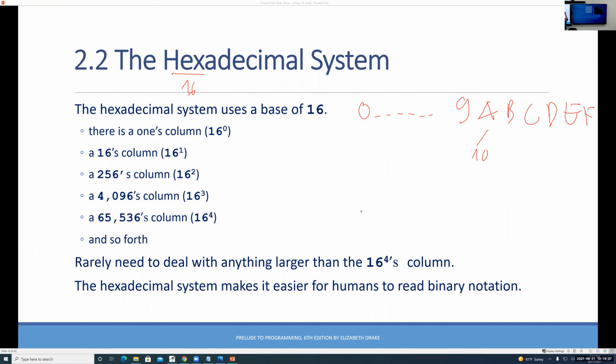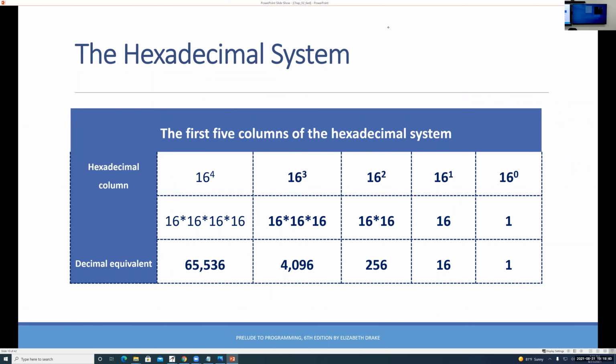A means you have 10, B is 11, C is 12, D is 13, E is 14, and F is 15. So if you have everything from 0 to 15, you have the 16 values and 16 possibilities, right? So the way it works is totally the same. The only difference is the base now is not 10, not 2, the base now is 16. That's all. All right. So now see how it works.